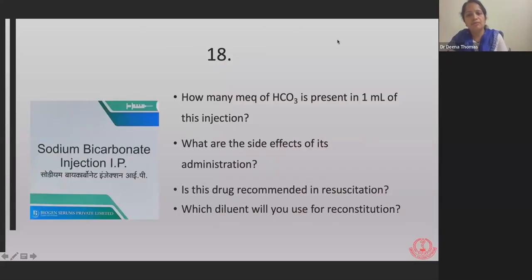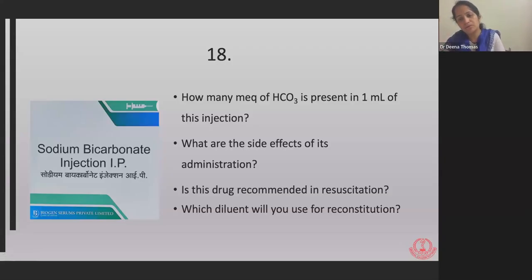Next, what is the concentration of sodium bicarbonate injection? How many milligrams of sodium bicarbonate are present in 1 ml? So it's 1 milliequivalent per ml. Next, what are the side effects of its administration? What are the side effects that you will find?